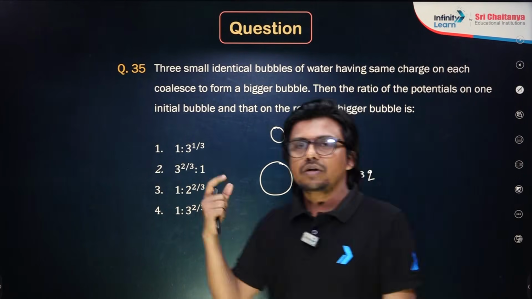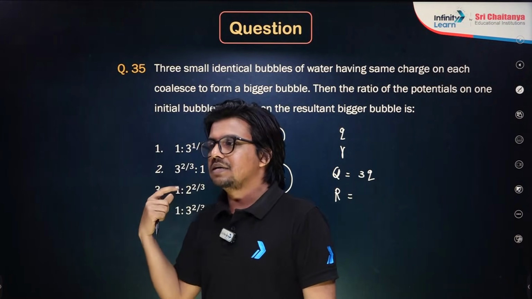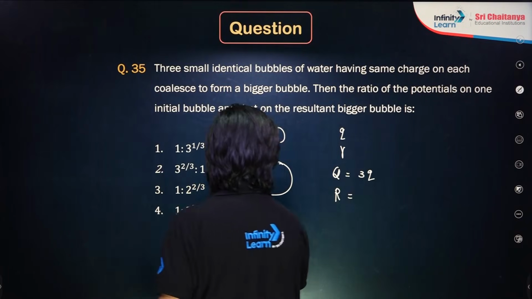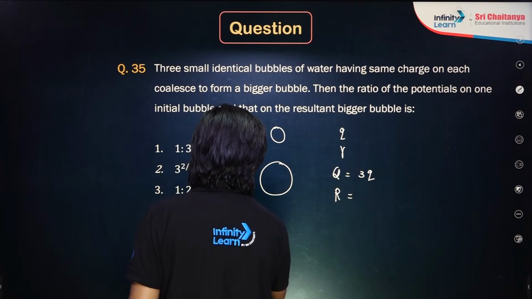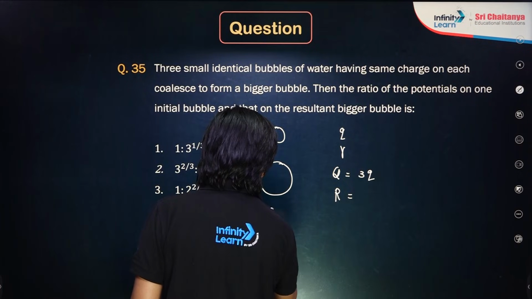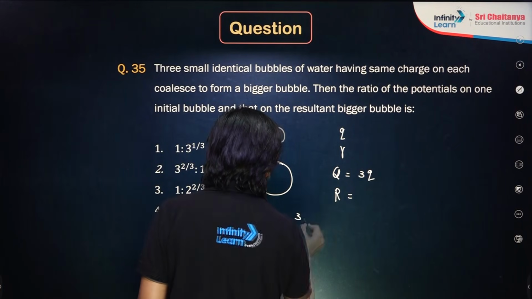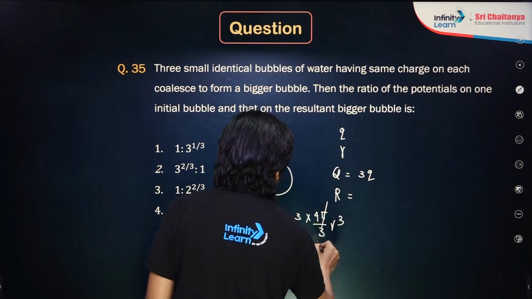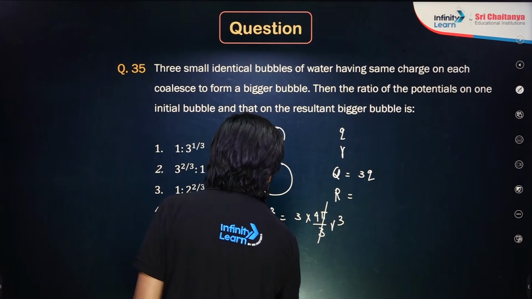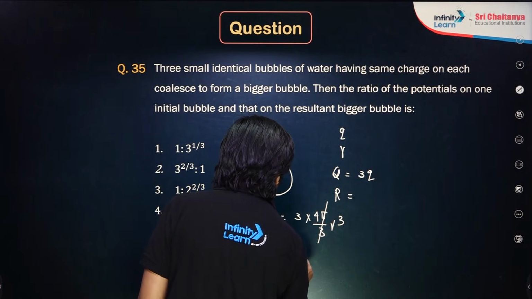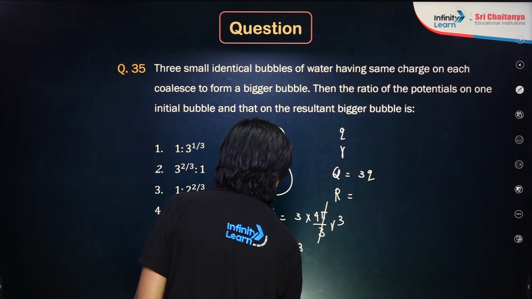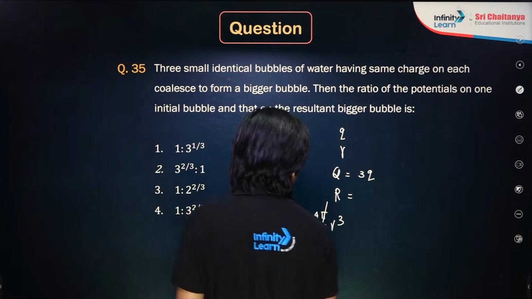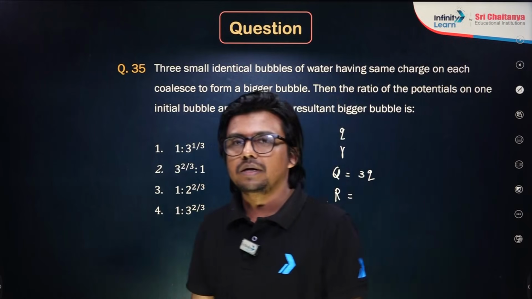Now you can write that the volume of the 3 small bubbles is equal to the volume of the single bigger one. So 4 pi by 3 into capital R cube is equal to 3 into 4 pi by 3 into small r cube. This factor is cancelled out. So capital R cube is equal to 3 times small r cube. You can write capital R is equal to 3 raised to the power 1 by 3 into small r.